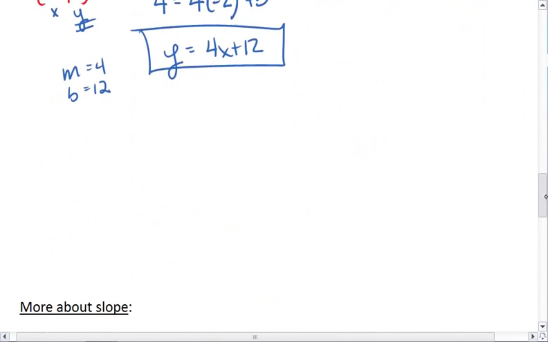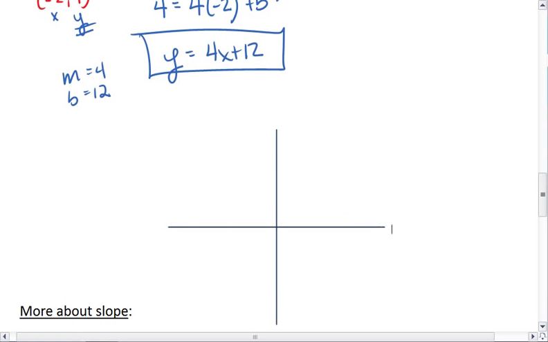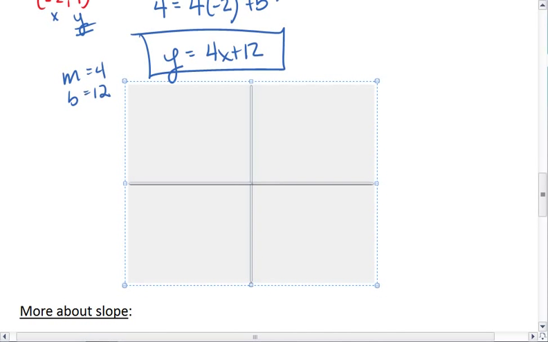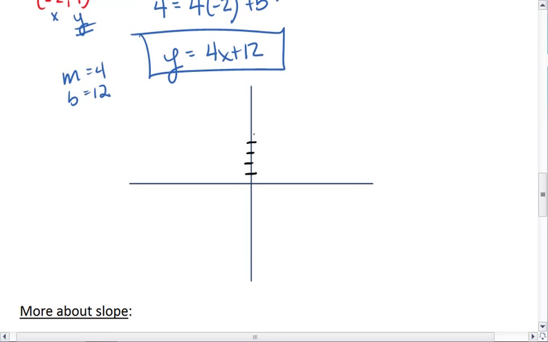Let's go ahead and graph this so we can see what that looks like. Remember, we want to make sure to number and label our axes. Since 12 is kind of a high number, I'm going to have each dash on my y-axis stand for 4 points. And we'll still have x increased by 1.